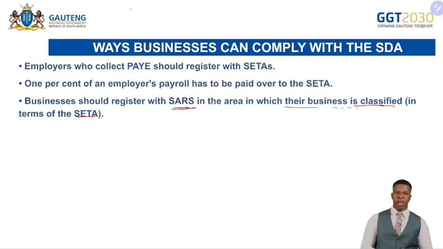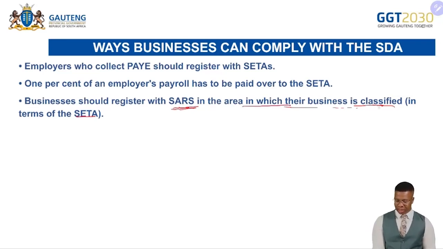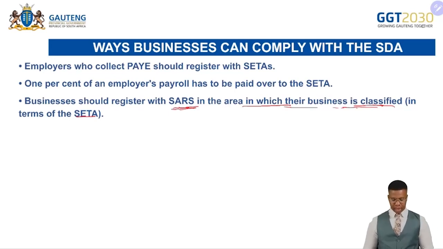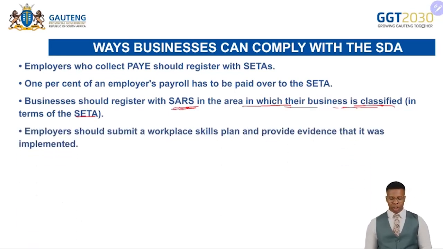If they are now in manufacturing, they have to be registered in the secondary sector under SARS. And when we are looking into registering as well in the primary sector. So that's why they say businesses should register with SARS in the area in which the business is classified when looking into the three sectors, primary, secondary, and tertiary. Then, employers should submit a workplace skills plan and provide evidence that it was implemented.